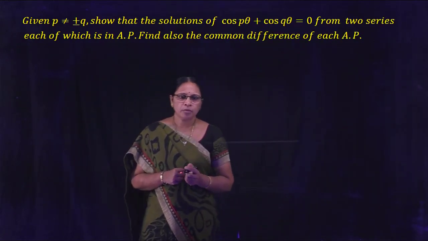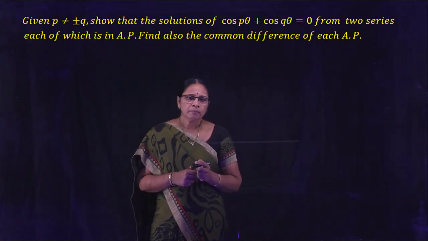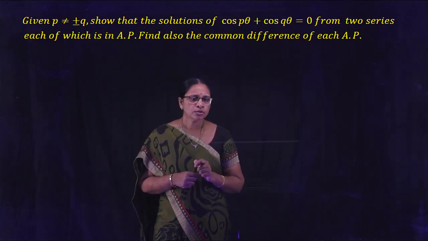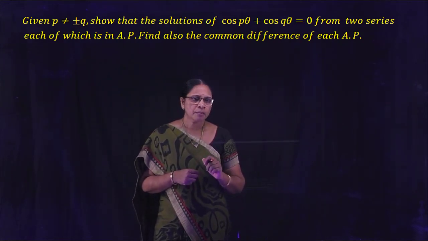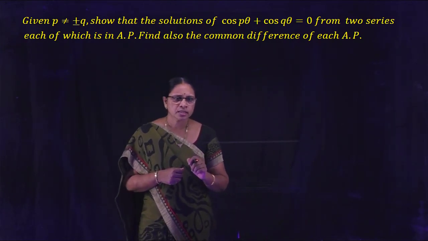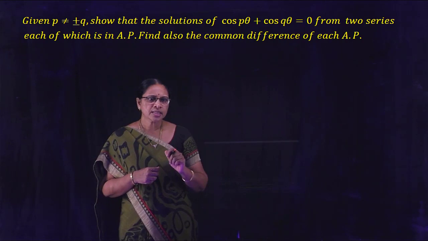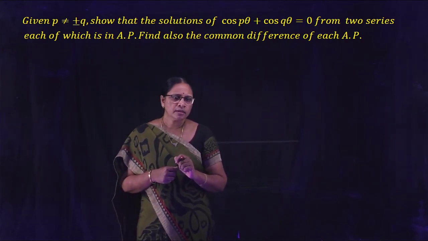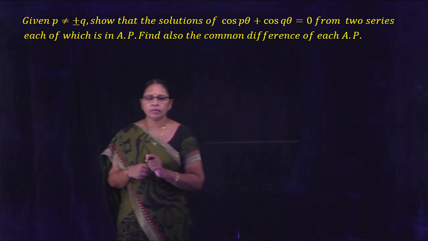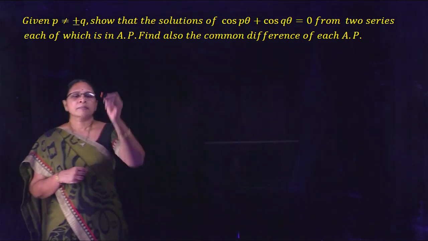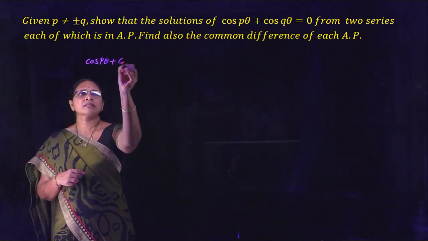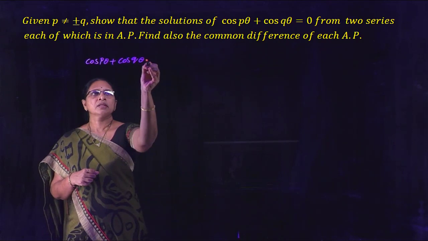See the next problem. Given p not equal to plus or minus q, show that the solutions of cos p theta plus cos q theta equal to 0 form two series, each of which is in AP. Find the common difference of each AP. Given equation is cos p theta plus cos q theta is equal to 0.